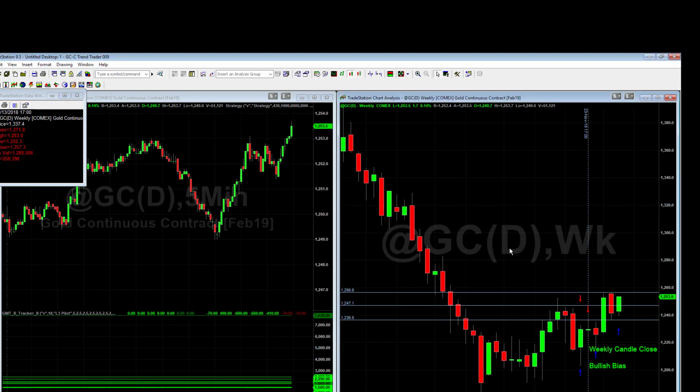Now remember, the weekly candle close is the previous week's high and low. So you've got 1236.50, 1256.60, and our midpoint, which is 1247.10. Once price opens for this coming week, we're trying to gauge the direction or the bias for this week. If we highlight that candle, you'll see that price is clearly above that midpoint. So that would be a bullish bias.